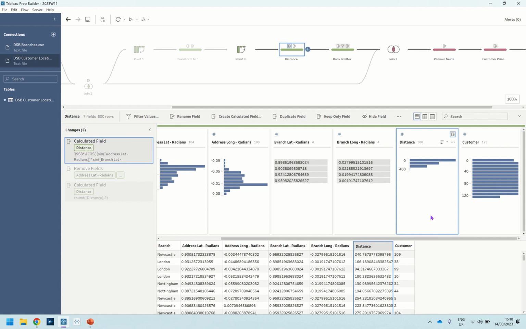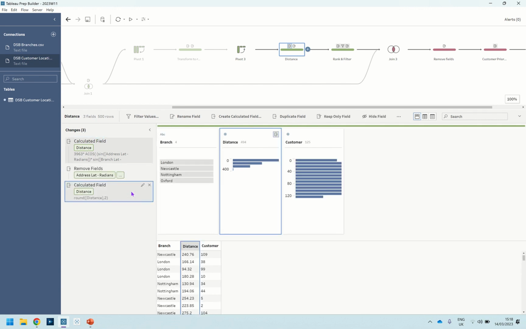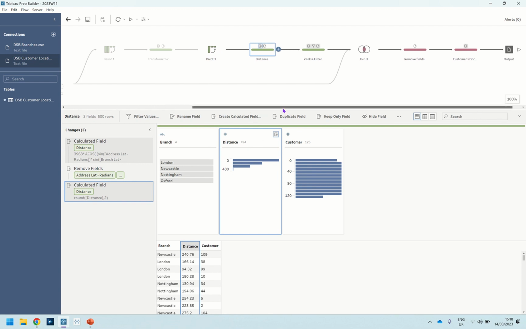I actually tested this out in Alteryx and I get the same values, so that's very cool that it works pretty well across those 2 softwares. And then I just rounded the distance as well to 2 decimal places because it was very long beforehand.